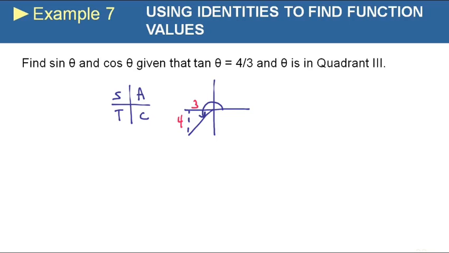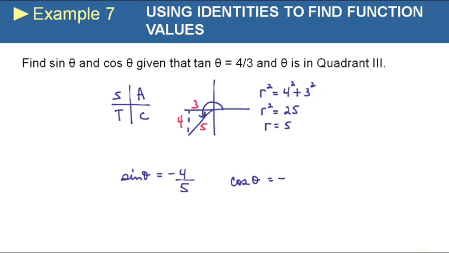And now I have to find the hypotenuse, so I'll add the 2 squares together. And I know that 4 squared plus 3 squared is 16 plus 9, which is 25. So r squared is 25, that means r is 5. And now I can find any functions that I like. So sine would be vertical over hypotenuse, and we're in the third quadrant where sine should be negative. So it'll be negative 4 over 5. And then cosine would be horizontal over hypotenuse, and again we're in the third quadrant where cosine is negative. So negative horizontal over hypotenuse, negative 3 over 5.